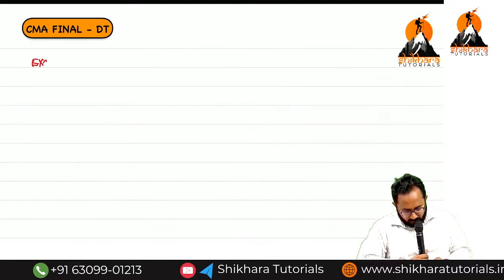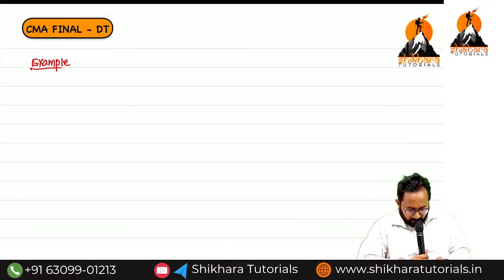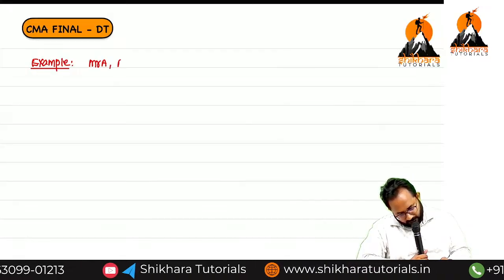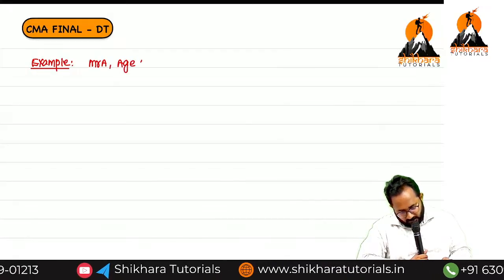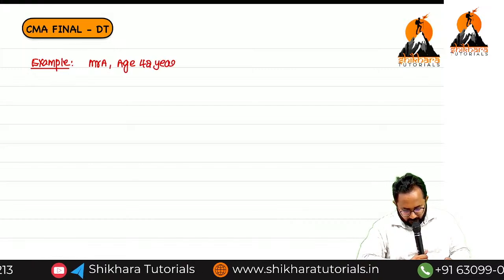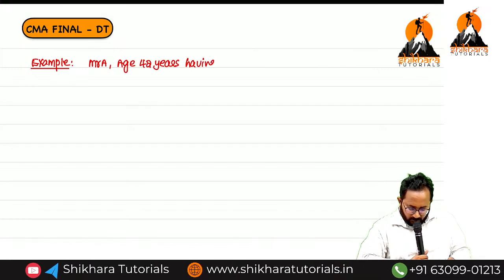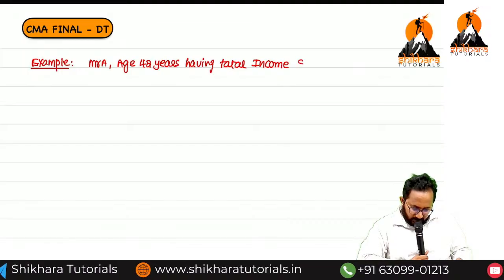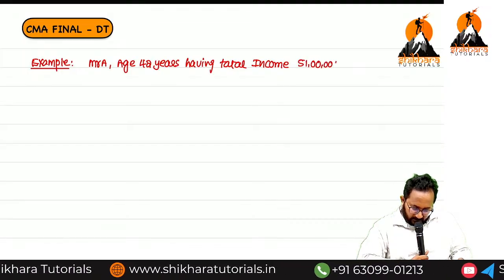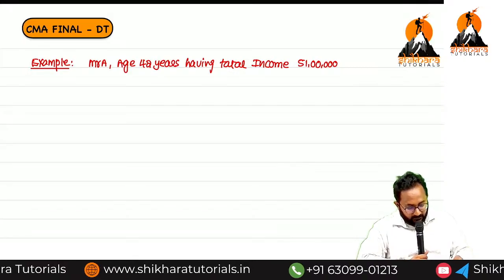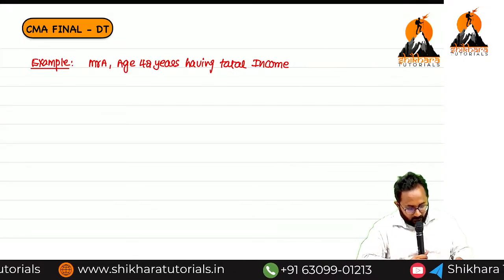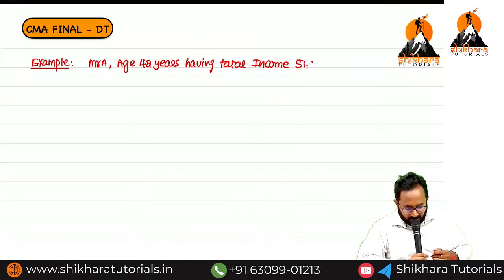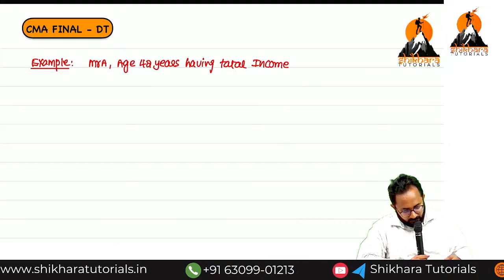Example. So now I am explaining the marginal relief concept. Mr. A, 42 years of age, having total income of 51 lakh. Up to 50 lakh there is no issue, but in the case of 51 lakh there is a burden because of the surcharge while making the payment of tax. That's why they are providing the marginal relief. So that's why we can calculate. 51 lakh.